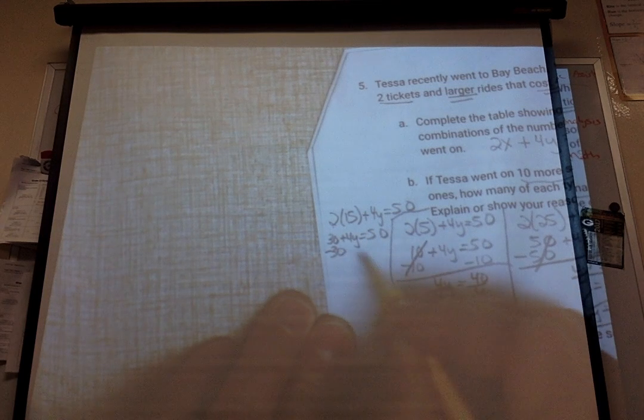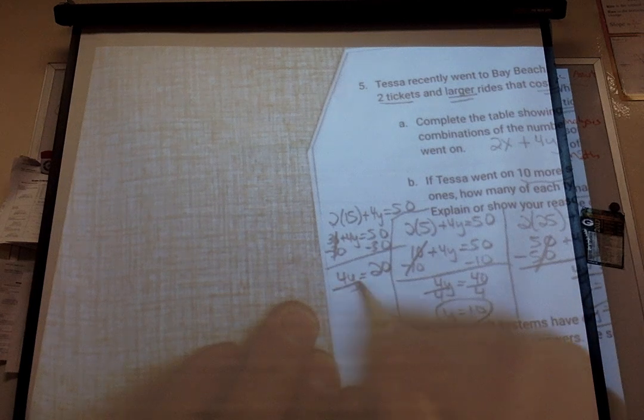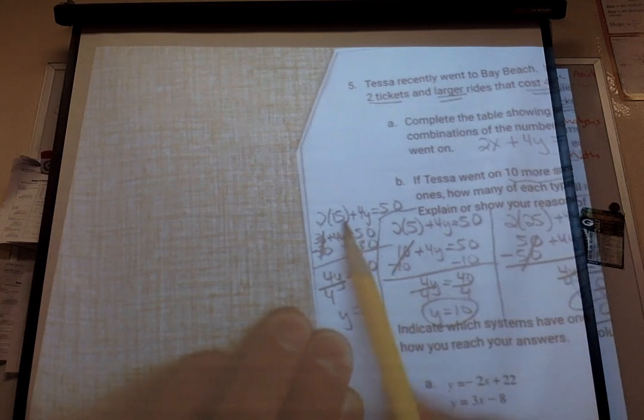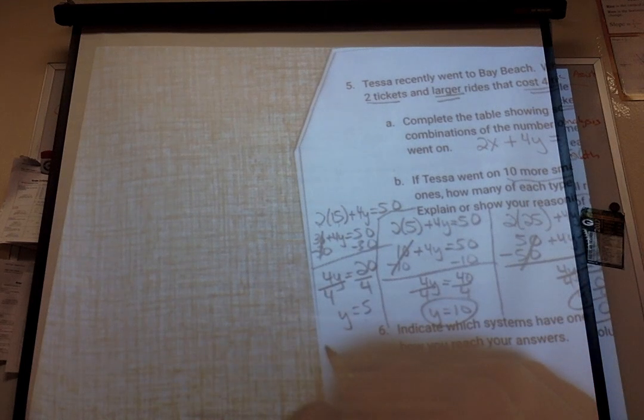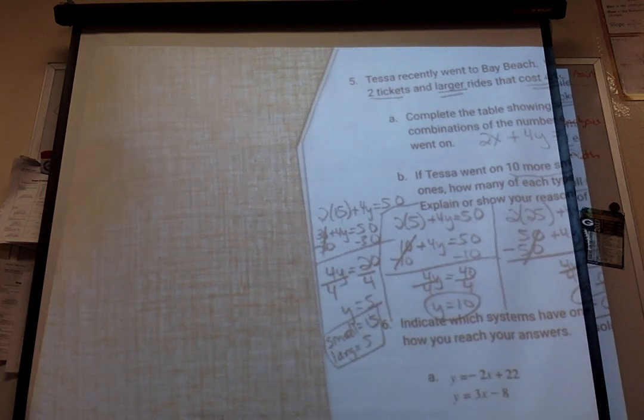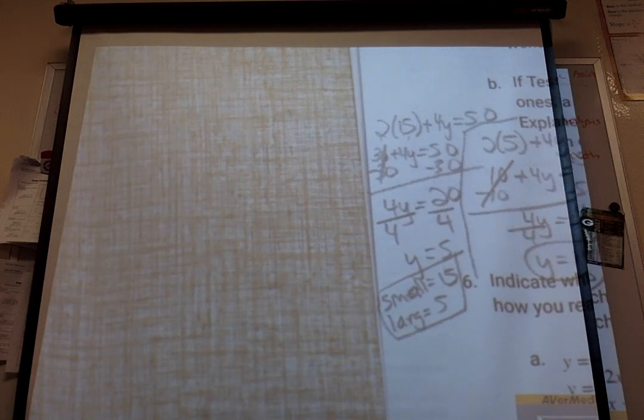I'm going to subtract 30. So we have 4y equals 20. Divide by 4, y will equal 5. So if we use 15 and 5, they're 10 apart. 15 minus 10 is 5. So that would work. So it says how many of each type? So you'd say small equals 15, large equals 5. There's our answer. So I'll zoom in a little bit for that one. Give you a moment.